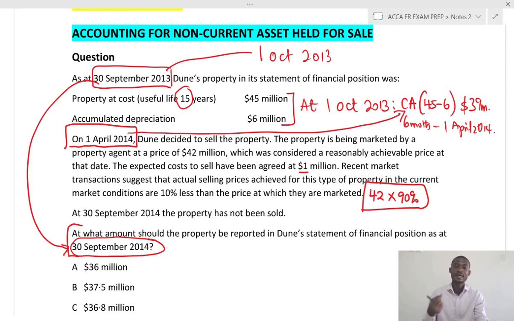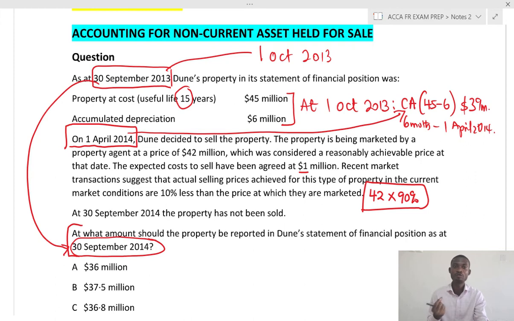From the date of the asset being held for sale, the entity has 12 months within which to sell the asset. By the reporting date of 30th September 2014, it is only 6 months from the date of holding the asset for sale, and the date of holding the asset for sale was 1st April 2014. So they are still within the 12 months. So it means that all the criteria for recognition as held for sale have been met. Therefore, we have to account for it.